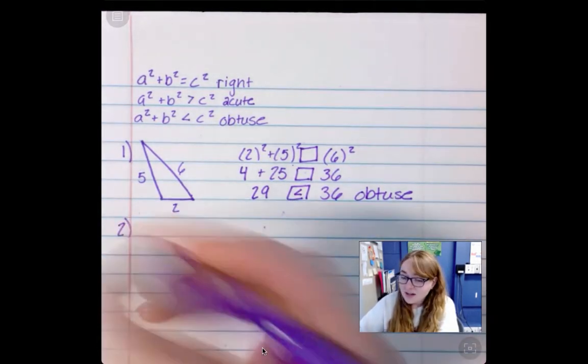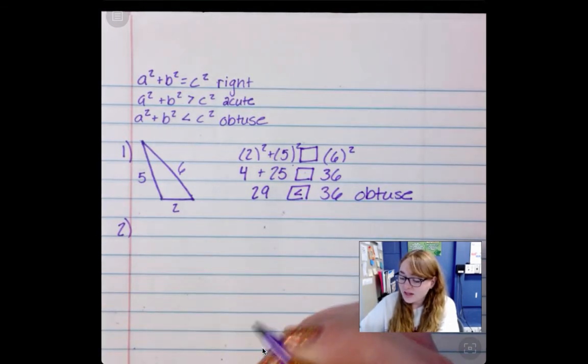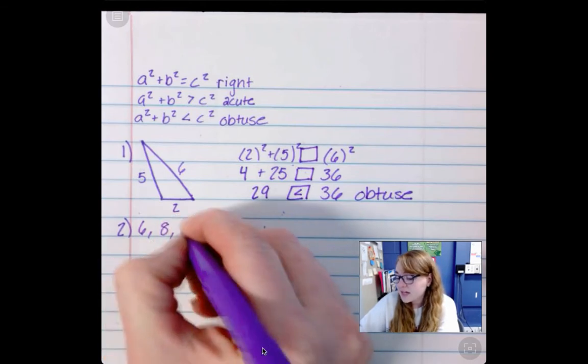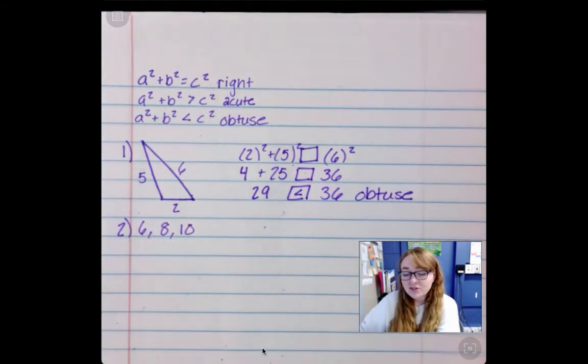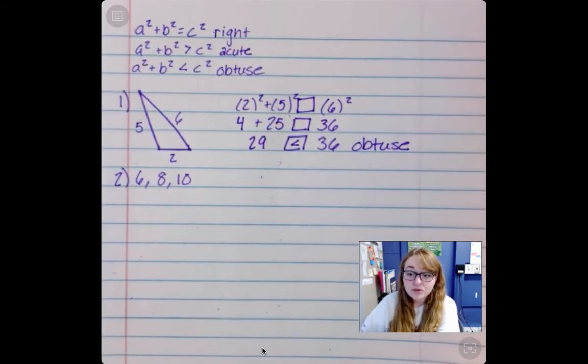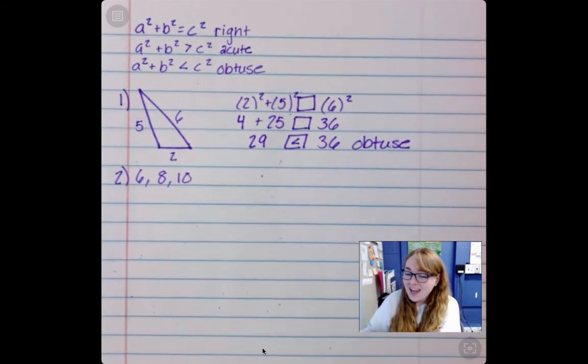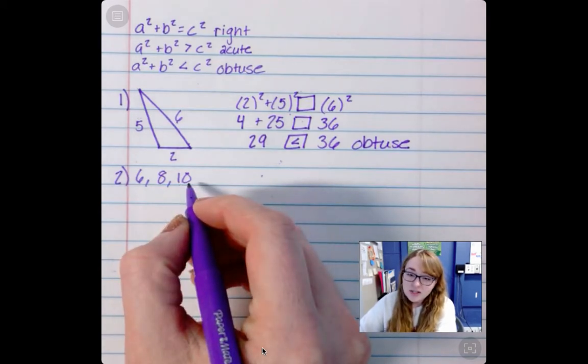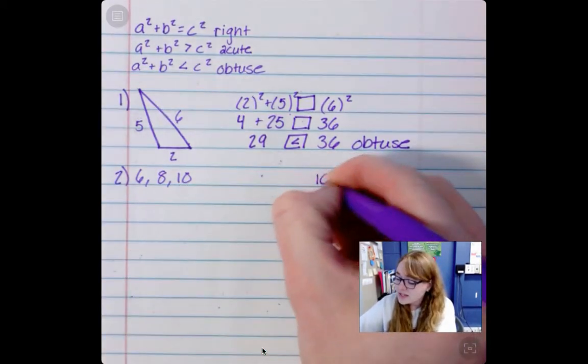The second kind of question that we could run into with this is, instead of having a picture, we just have numbers, 6, 8, and 10. Okay, these represent our side lengths, and we still want to find out if we have a right, acute, or obtuse triangle. So again, the hardest part of these is to determine what goes in for A, what goes in for B, and what goes in for C. We can always figure out what goes in for C by looking for our longest side, that hypotenuse. We can see that 10 is our longest side here, so that's going to go in for C.